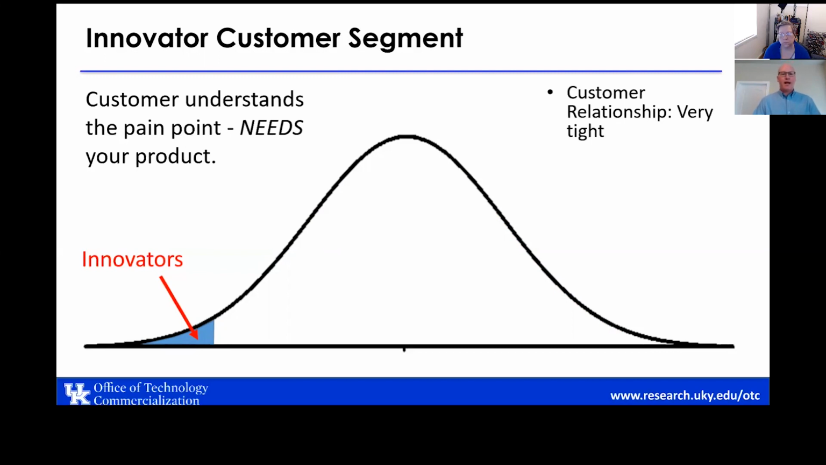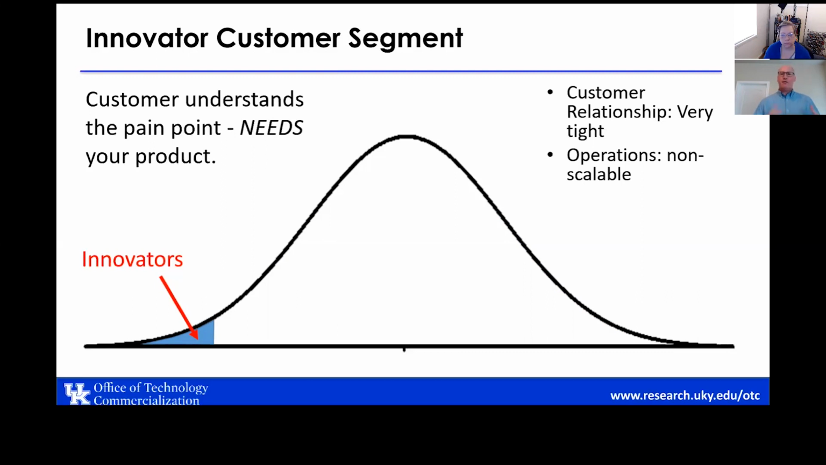So let's look at some dynamics of this customer segment. So first of all, the relationship with the customers in the segment is going to be very tight. These people are going to know you. They're going to know you by name. They're going to have your cell phone number. They're going to call you when your product doesn't work. They're going to call you when it crashes. They're going to know you really well, and you're going to know them.